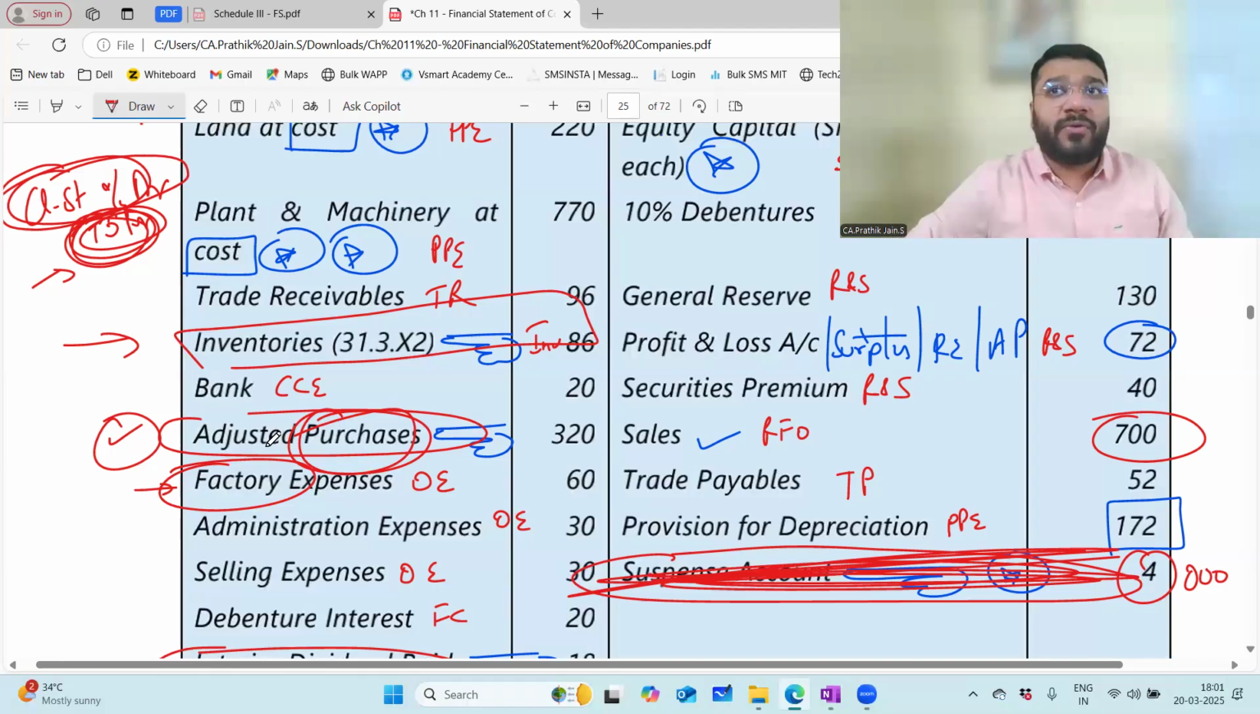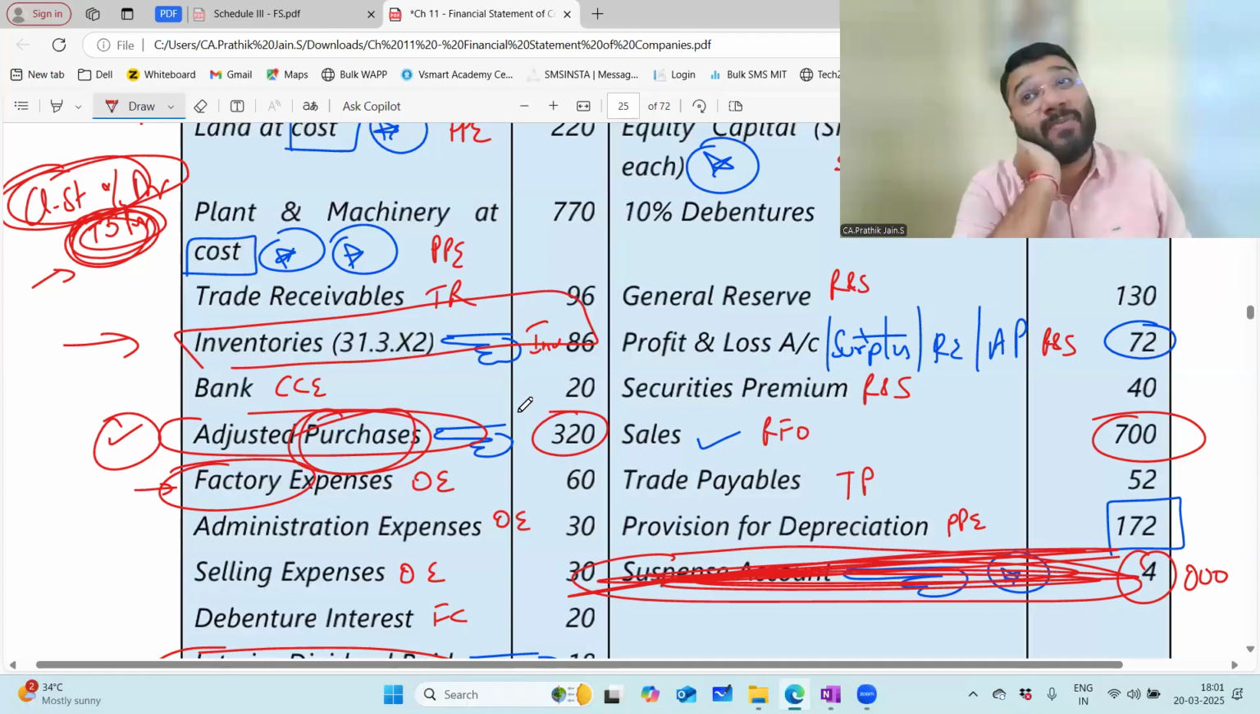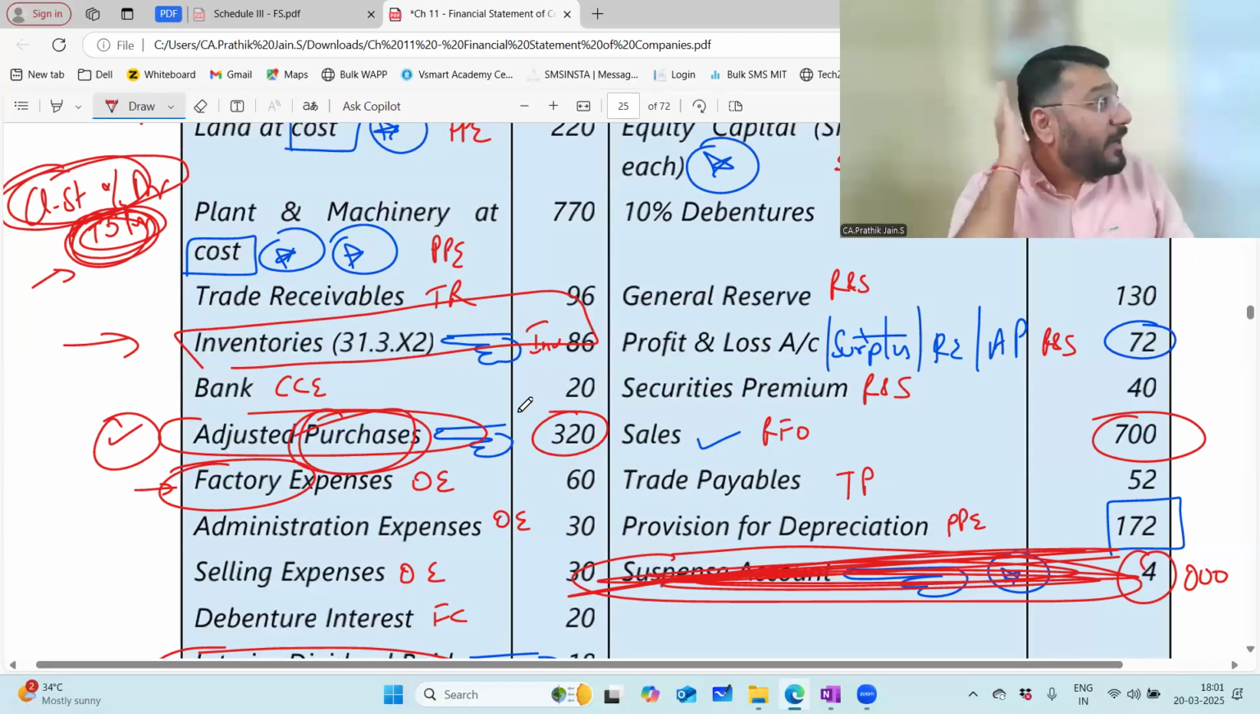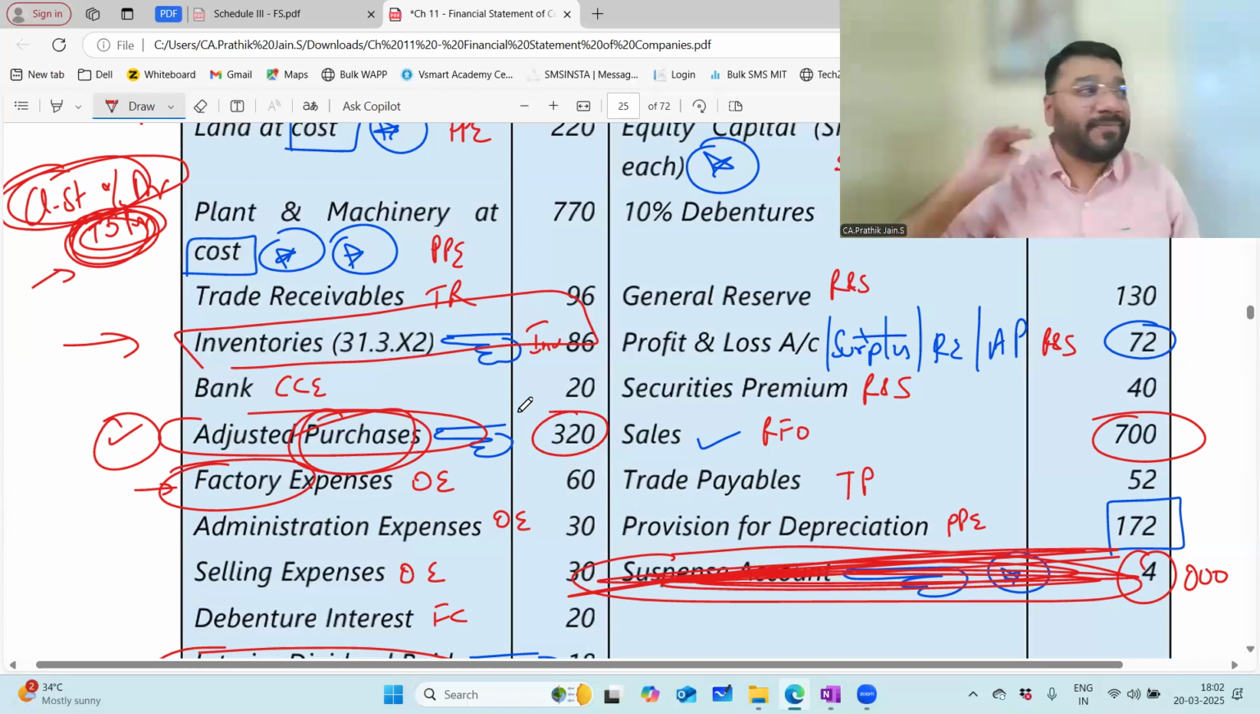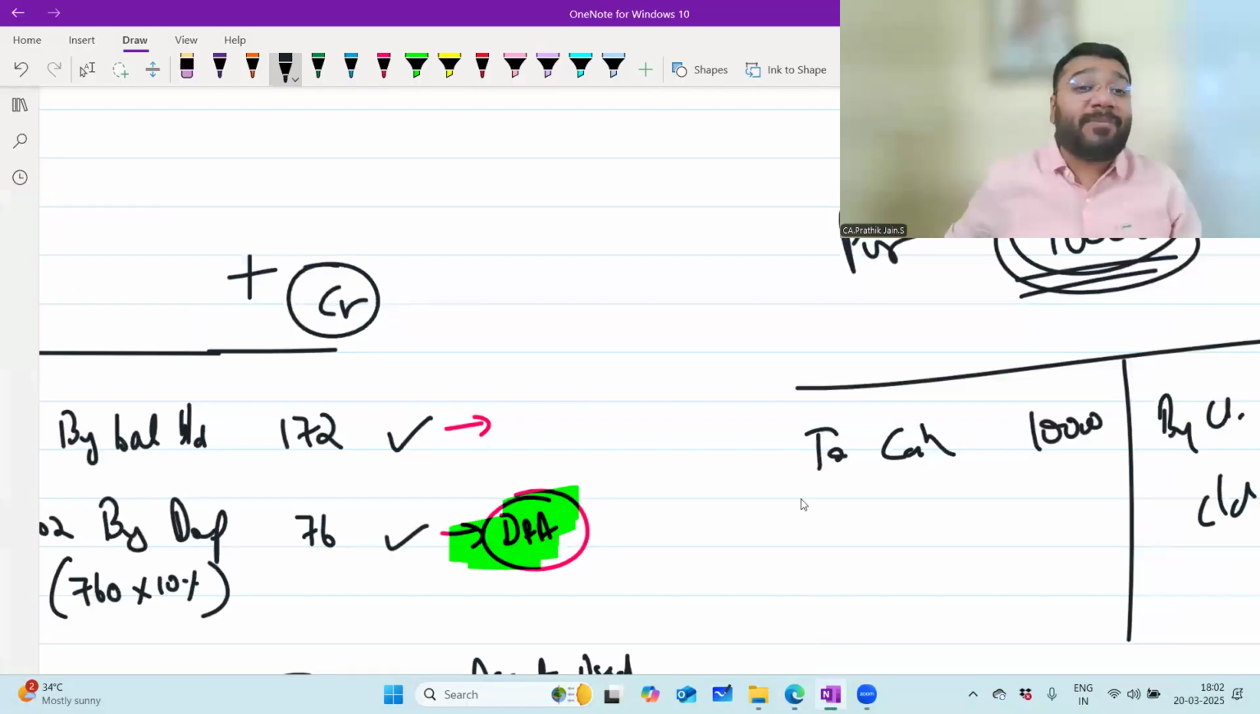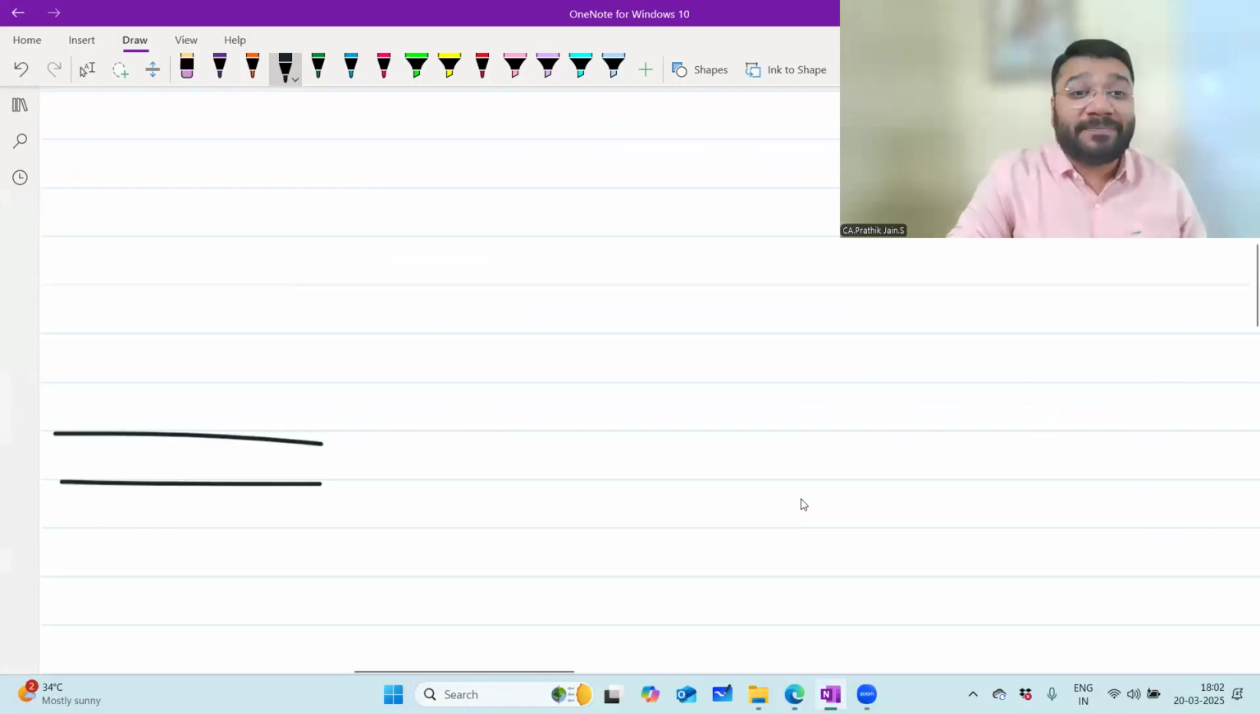Now my question goes to all of you. Can we record this 320 as it is in the P&L, or do we need to do any adjustment? Adjustment. We can't record it as adjusted purchase, Subiksha is saying. Others say record as it is. Record as it is, why? Because the closing entry is already passed.